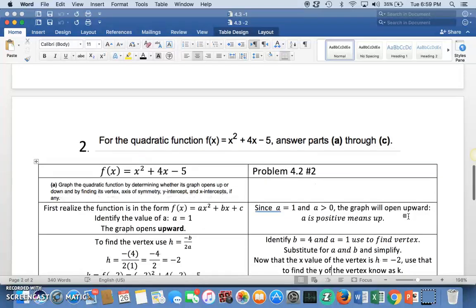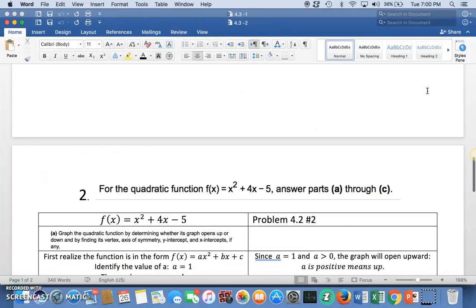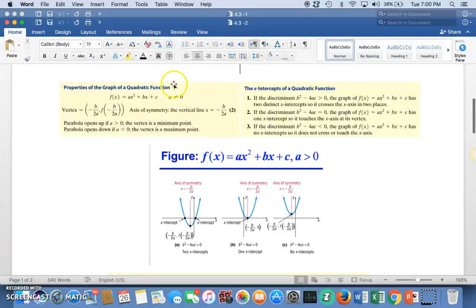Number 2, the quadratic function here, and they want you to basically do everything. But you are not going to do it by transformations this time. You're just going to do this with the formulas that you were given to use. The negative b over 2a. Let's see, where is that? Right here. This negative b over 2a. This is what you're going to use.